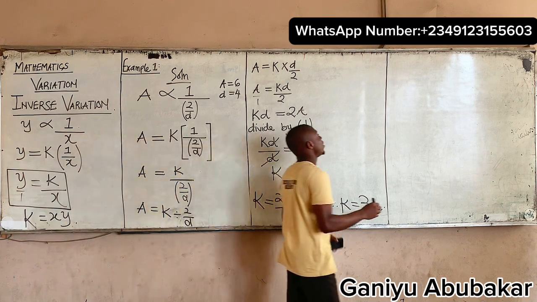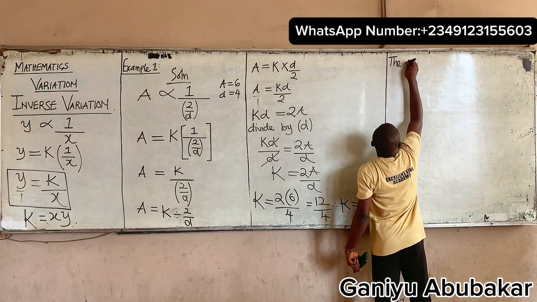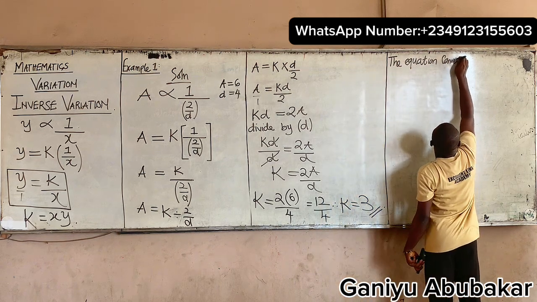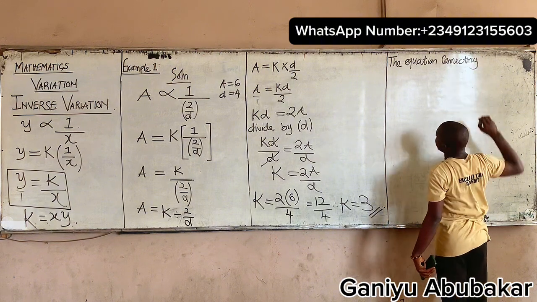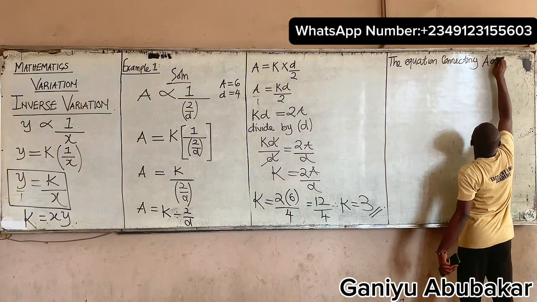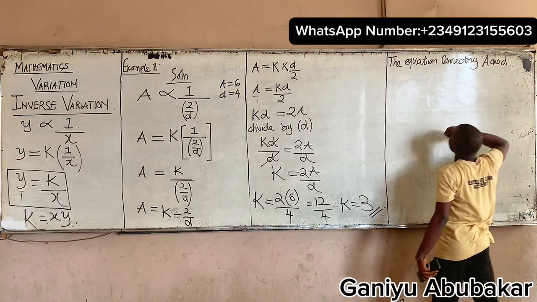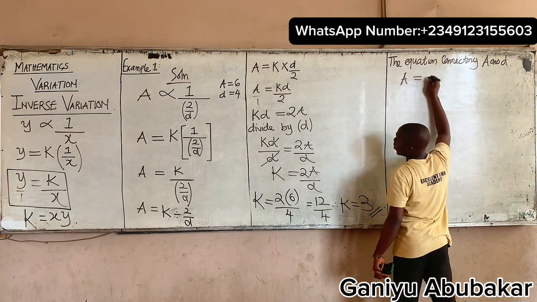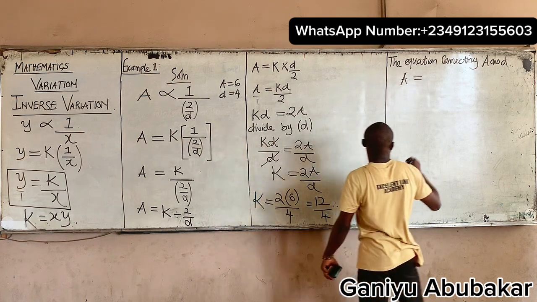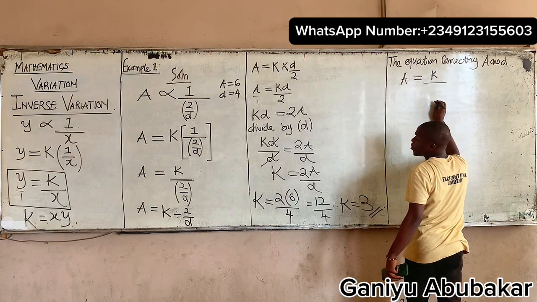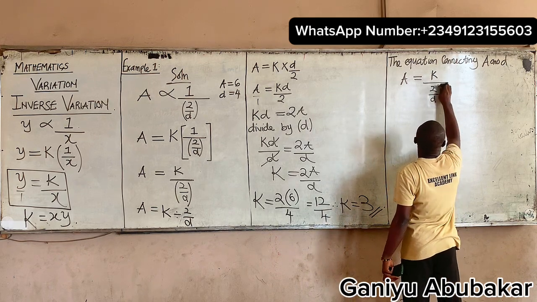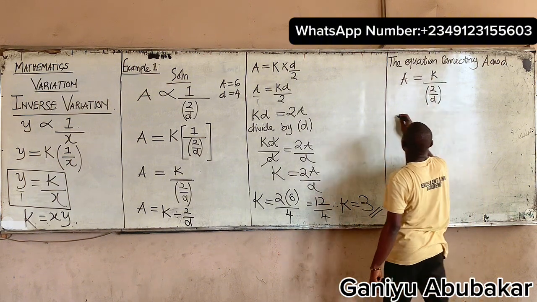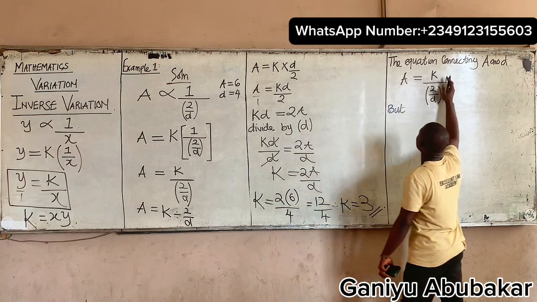So from here, the equation connecting a and d is given by a equal to, of course, k times 1 is k. So I have k all over 2 over d. Right? So I have this. By the way, what's k? But I can leave this as my equation connecting them.